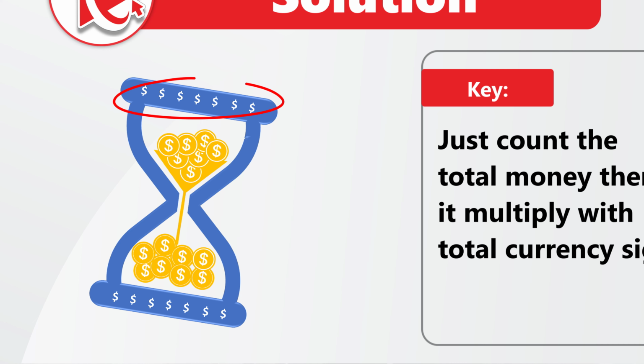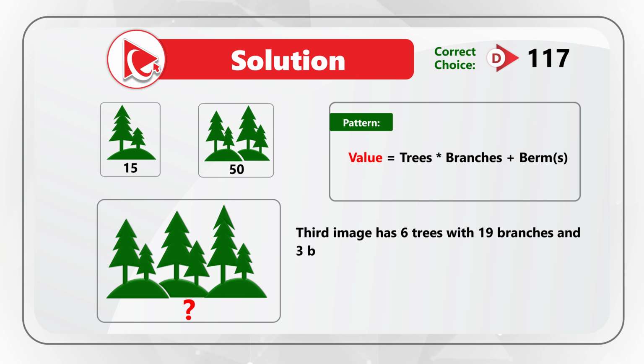For the third image, which has 6 trees with 19 branches and 3 berms, the calculations will be 6 multiplied 3 plus 3 plus 3 plus 3 plus 3 plus 4, and then you add 3 to the calculated total. The end result of it, 117.